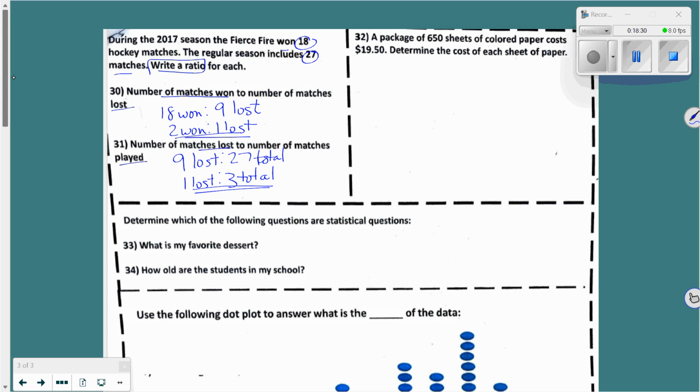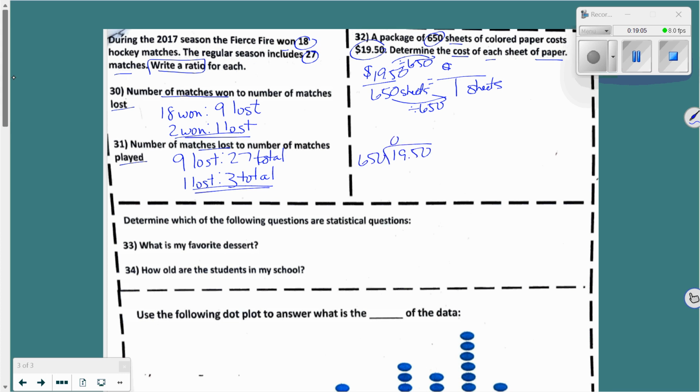A package of 650 sheets of colored paper costs $19.50. Determine the cost of each sheet of paper. Me personally, I would have started this as a proportion. So it's $19.50 for 650 sheets. And I want per sheet. So that means 1 sheet. So how do I go from 650 to 1? Divide by 650. Meaning I'm going to do what to the top? Divide by 650. So I'm going to take $19.50 divided by 650.